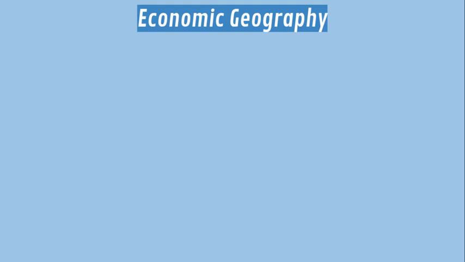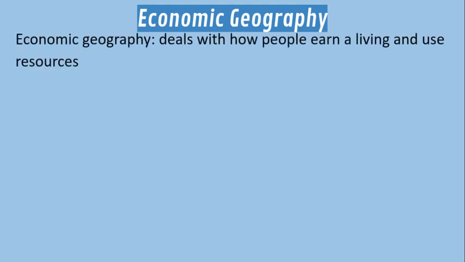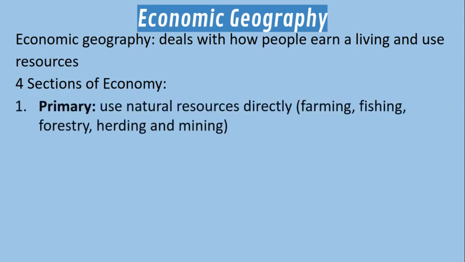Today we're going to look at economic geography. So economic geography deals with how people earn a living and how they use resources. There are 4 different sections of the economy. First one is primary, and in the primary section of the economy, you use natural resources directly. That's things like farming, fishing, forestry, herding, and mining. So if you're directly working with natural resources, then you are part of the primary section of the economy.